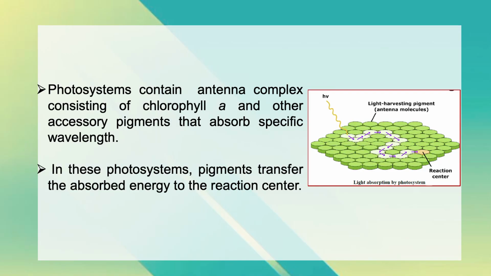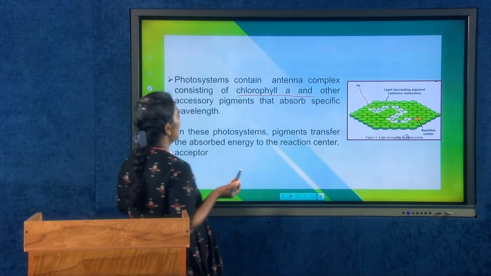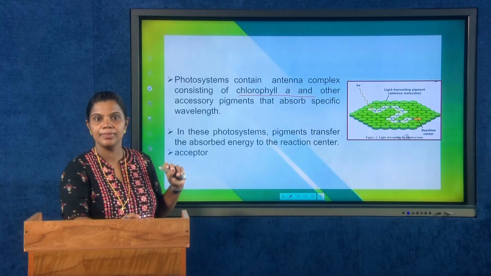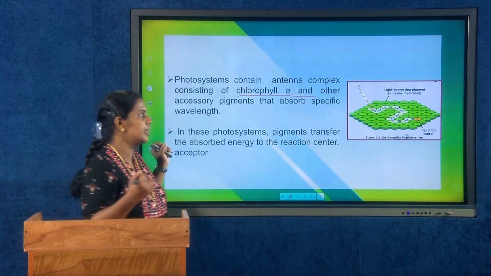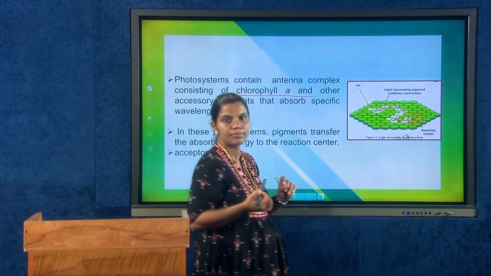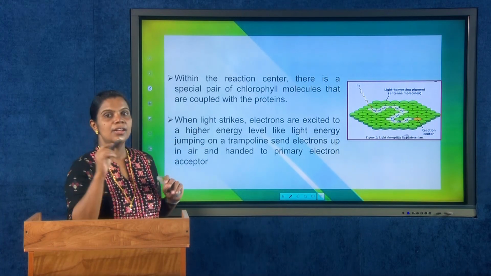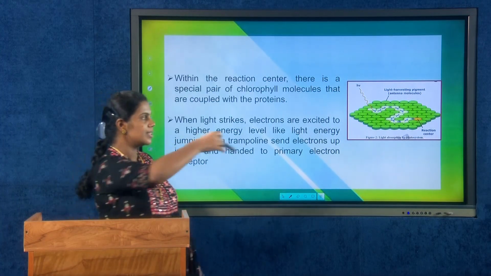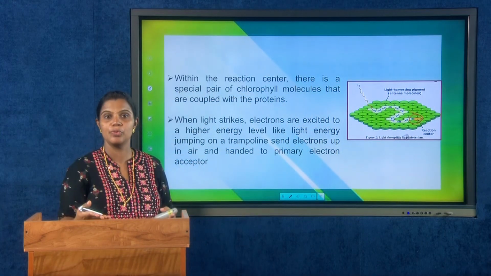So, what is happening there? The photosystems contain antenna complexes, and they also have chlorophyll as the reaction center, probably chlorophyll A or B, and other accessory pigments. Here in the photosystems, the pigments are transferring the absorbed energy to the reaction center. Within the reaction center, there is a special pair of chlorophyll molecules that is coupled by proteins. This is the reaction center. Inside that we have chlorophyll molecules being coupled with proteins.